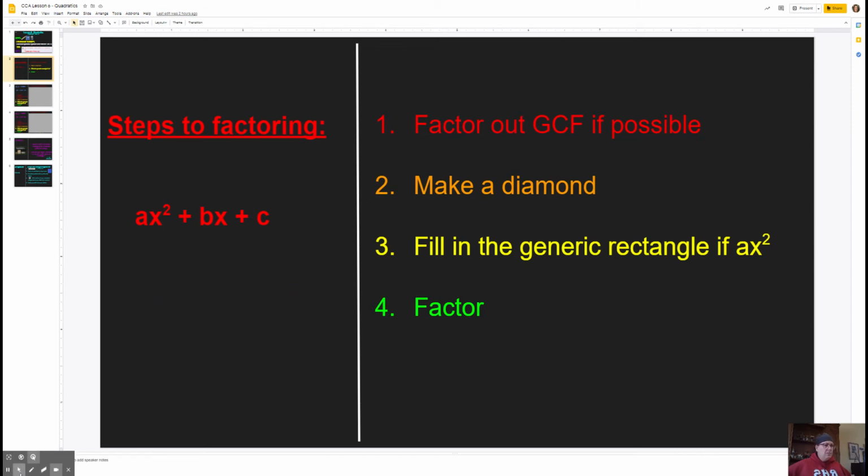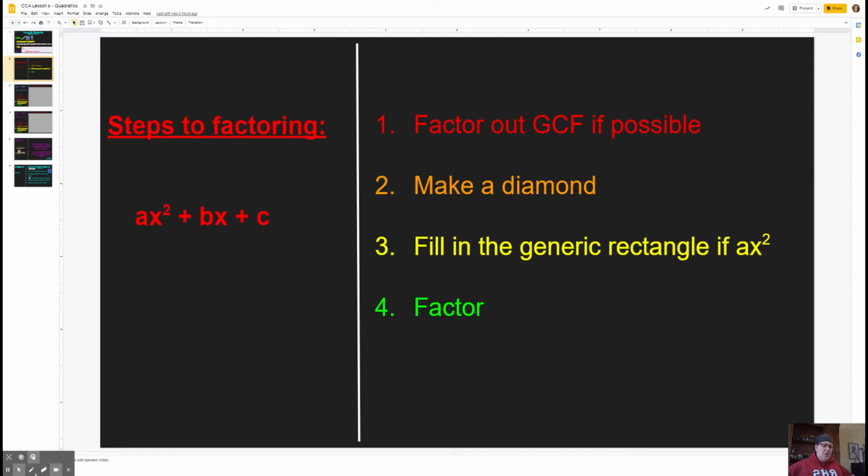So we're going to make a diamond problem like we did before, but it's going to be slightly different than what we did in the previous lesson. Remember, the previous lesson for the diamond problem was you find 2 numbers that multiply to make c that add up to b. There's a slight difference when we have a coefficient on that x squared term, and we'll talk about it shortly.